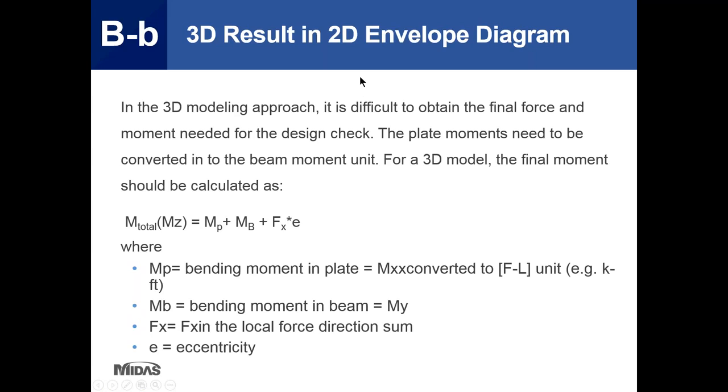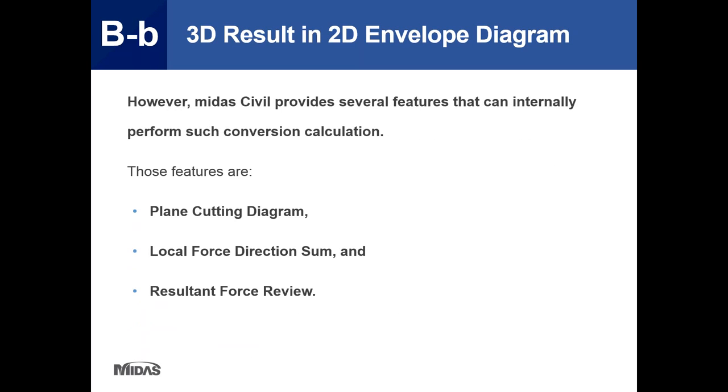In the 3D modeling approach, it's difficult to obtain the final force and moment that you need for the final design check. So the plate moment results need to be converted into the beam unit. And for the 3D model, it should be calculated as shown below. However, usually if you do the 3D modeling approach, you have to do this portion on your own, one by one, for each segment. But we actually have several features that can internally perform such conversion calculation. They are plane cutting diagram, local force direction sum, and resultant force review.